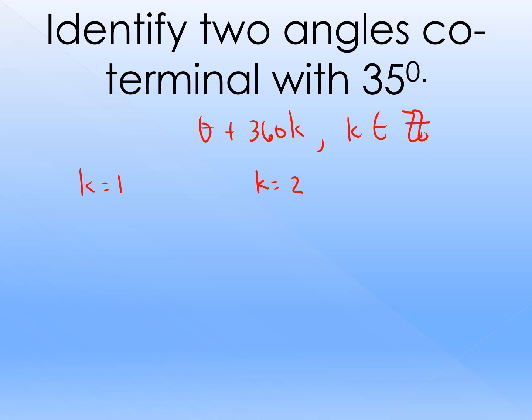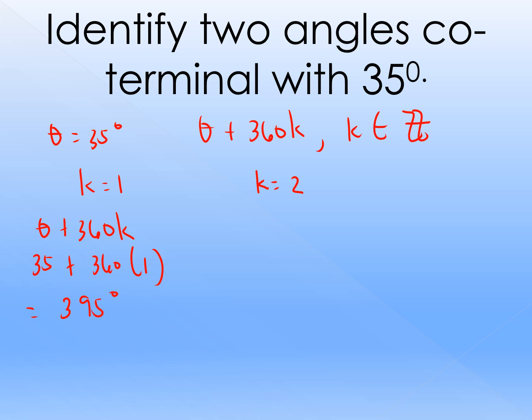Let us now use the formula theta plus 360k. Your theta is equal to 35 degrees. So let us now have the substitution property. Instead of writing theta, we're going to write 35 degrees plus 360 times 1. Since we set k equal to 1, we can now have 35 plus 360 times 1. The answer is 395 degrees.